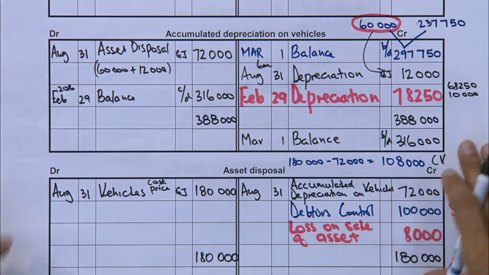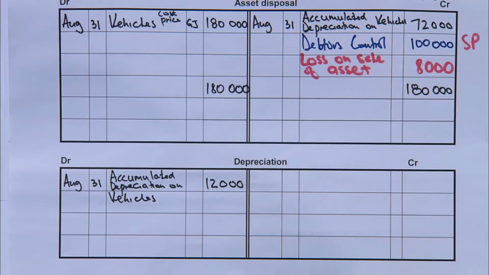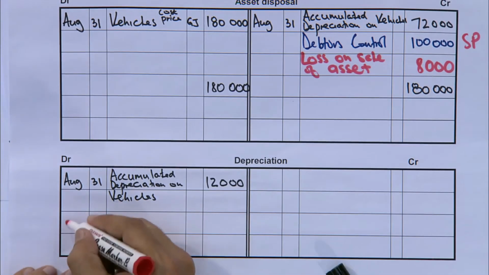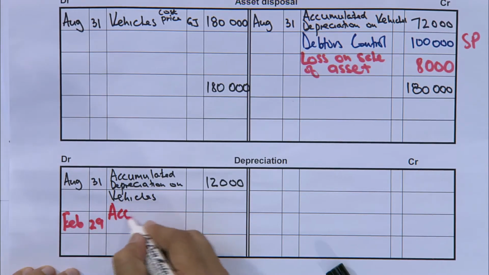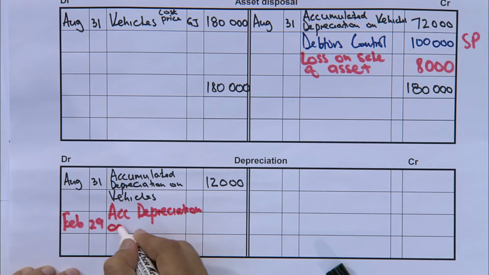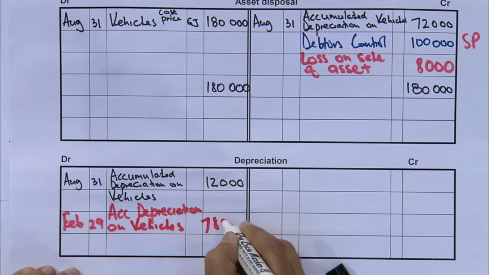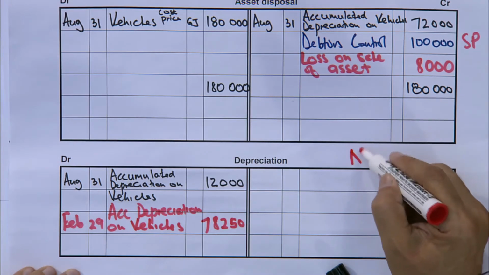Then the only thing that we must still do is complete one half of the double entry for the depreciation account, and then we've got everything done. Right, so one half of the depreciation account, which means we must still write off the depreciation at the end of the year, meaning this over here, depreciation at the end of the year. It's going to be accumulated depreciation on vehicles. That was 78,250.